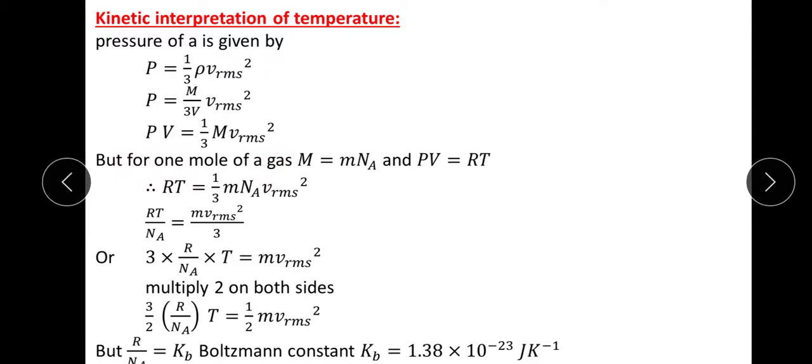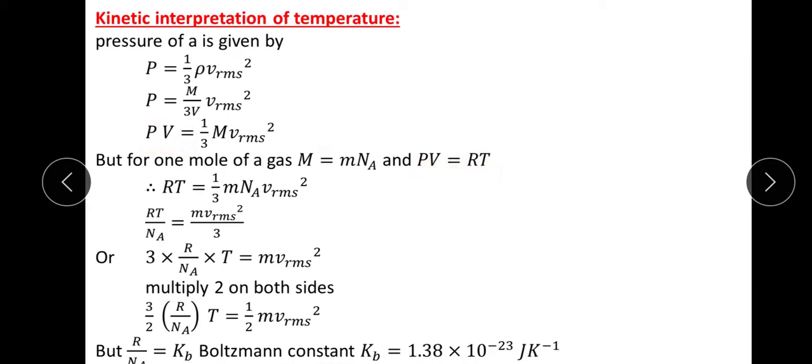But for 1 mole of a gas, M is equal to m into Na. For 1 mole of a gas, the total mass is given by the mass of a single particle into Na. Na is the number of molecules present in 1 mole, which is the Avogadro number. We know that for 1 mole of a gas there are Avogadro number of molecules, so M is written as m into Na. And also PV is equal to nRT, where n is the number of moles. For 1 mole, n is equal to 1. So PV is equal to RT.